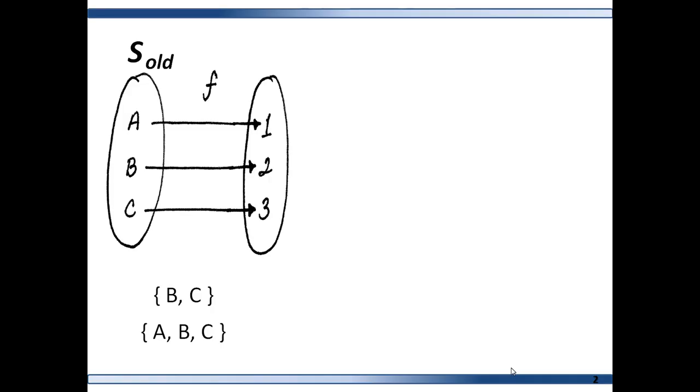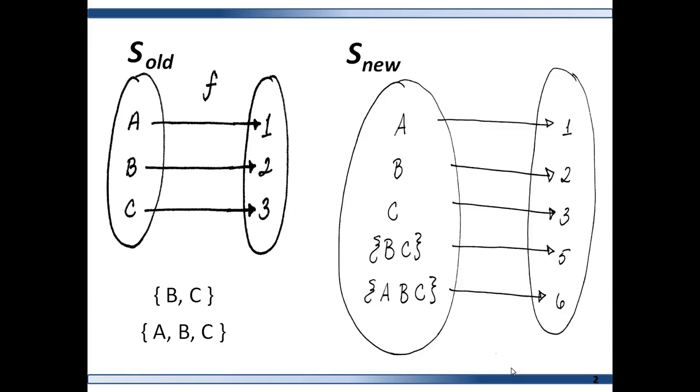In the last video on functions, we ended by saying that functions operate only on elements of a domain set, and that if we want to know something about a group of elements, we had to transform that group into an element. And we did that in an ad hoc fashion to suit our needs. We transformed the old domain, S old, into a new domain, S new. Now we're going to do that in a more systematic fashion using rules.